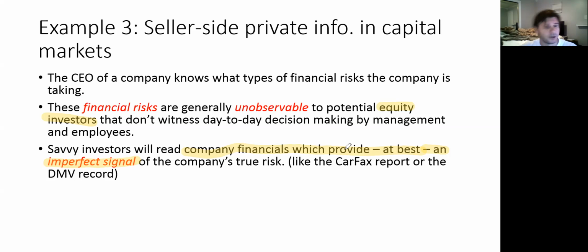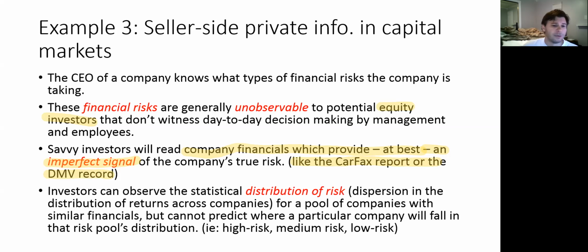There's some unobservable characteristic that the other party knows, but the party to whom that characteristic is unobservable can get some imperfect piece of information, like that Carfax report in the case of the market for used autos, or the DMV record in the case of markets for auto insurance policies.